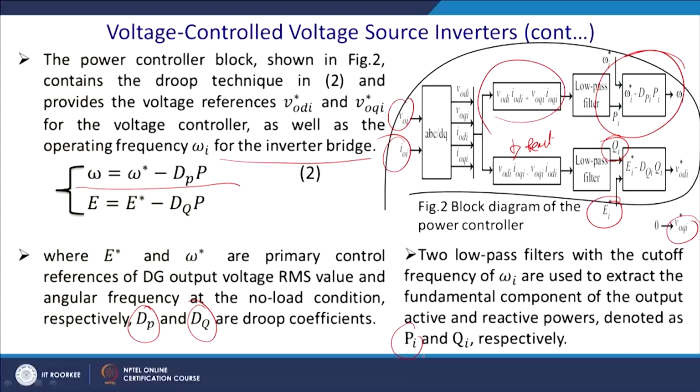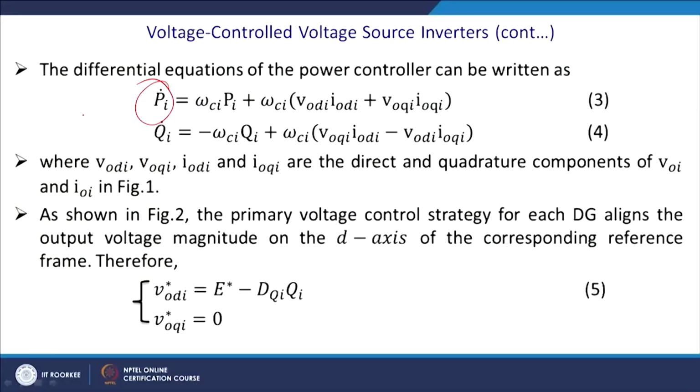The low pass filters with the cutoff frequency omega c are used to extract the fundamental component of the output active and reactive powers, denoted as Pi and Qi respectively. It may be that this system has harmonics, so it will have harmonic powers. Once you pass through the low pass filters, this harmonic power gets eliminated, and you have an average DC power. If you differentiate the real power equation Pi, you get minus omega ci Pi plus omega ci into the real power. Similarly, if you differentiate the reactive power, then you get minus omega ci Qi plus omega ci of this, and this one is again P and this one is again Q.